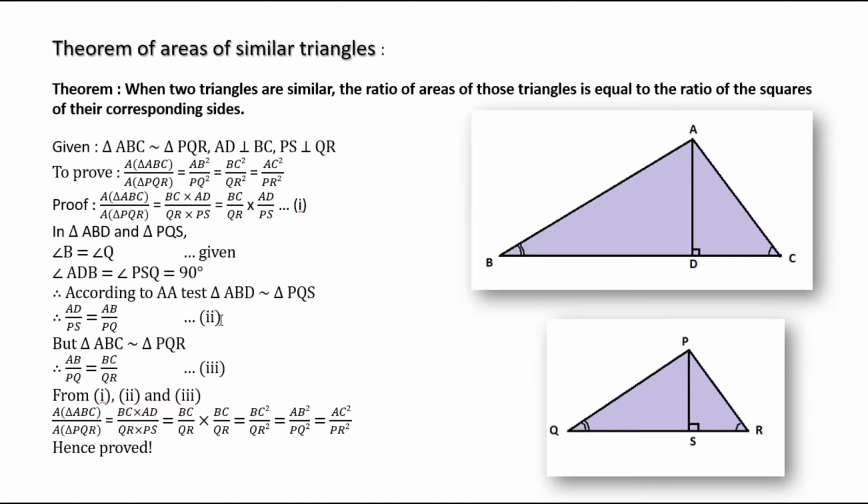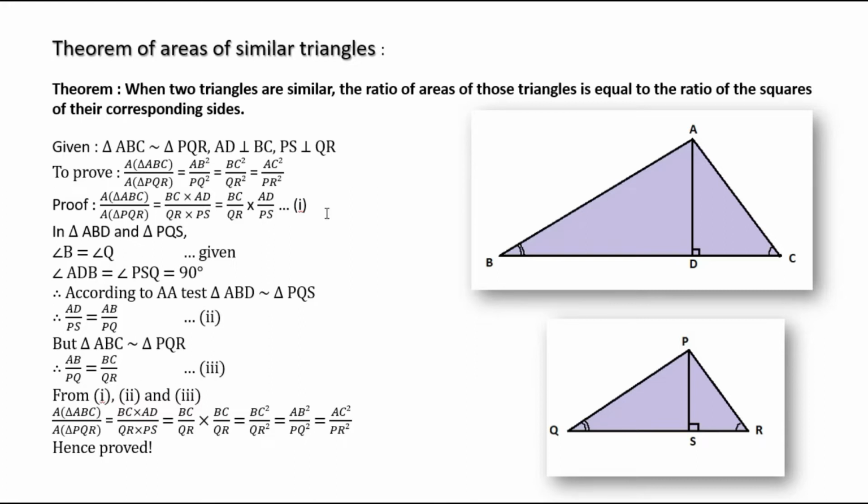So this is equation number 2. But triangle ABC and triangle PQR are similar. So, triangle ABC is similar to triangle PQR. Therefore, AB upon PQ is equal to BC upon QR. We can write that from this statement. This is what the third statement is.